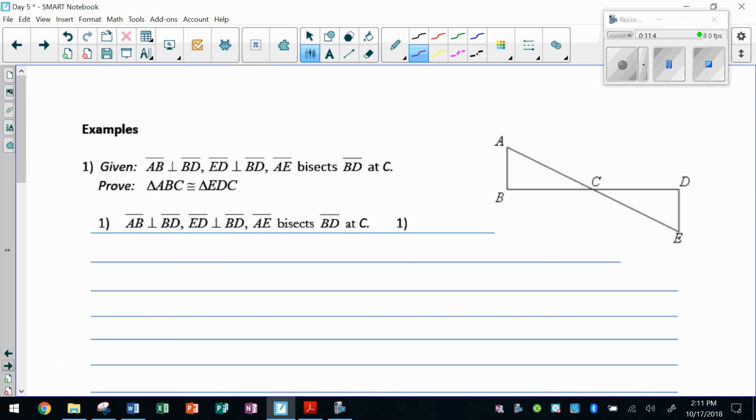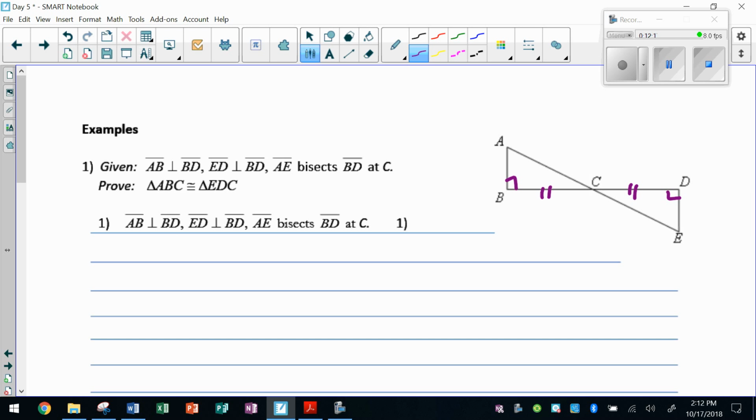Here's an example. So we have perpendicular lines all over the place. AB is perpendicular to BD, and ED is also perpendicular to BD, which tells me I've got right angles, and the right angles are equal. They also tell me AE bisects BD at C. Let's see, BD. So this is congruent to this. And we want to prove that triangle ABC is congruent to triangle EDC. Okay, so a couple things.